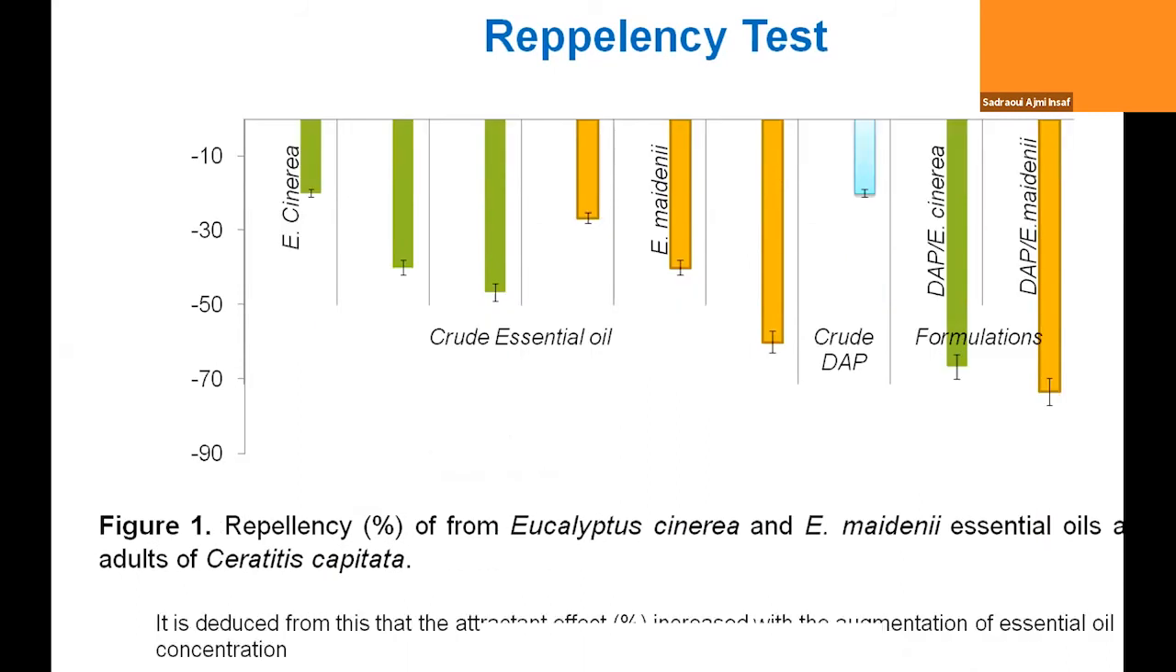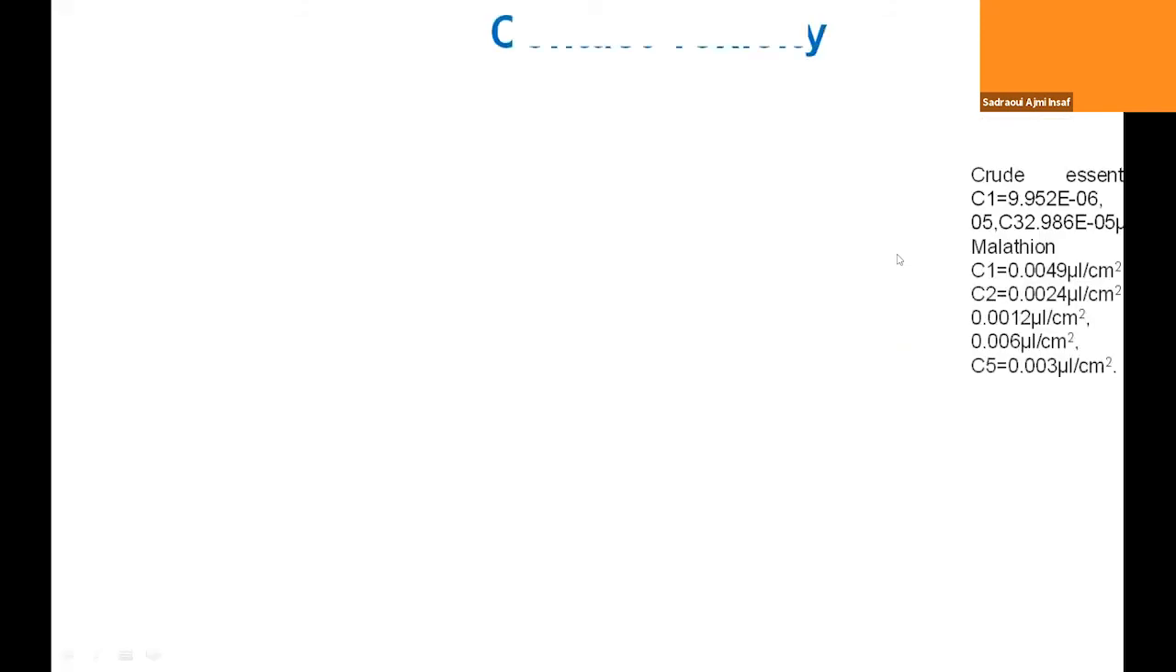For the repellency bioassays, this figure showed that Eucalyptus cinerea and Eucalyptus maydeni were attracting Ceratitis capitata. This attraction increased with the augmentation of concentration. For both formulations, DAP Eucalyptus cinerea and DAP Eucalyptus maydeni, attractiveness was minus 66.66 percent, and for Eucalyptus maydeni, percentage repellence equaled minus 73.33. DAP alone exhibited a percentage of 20. For contact toxicity.